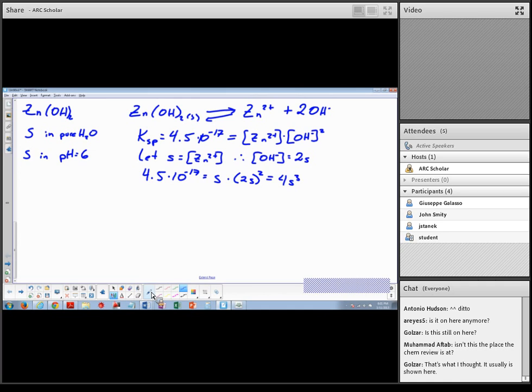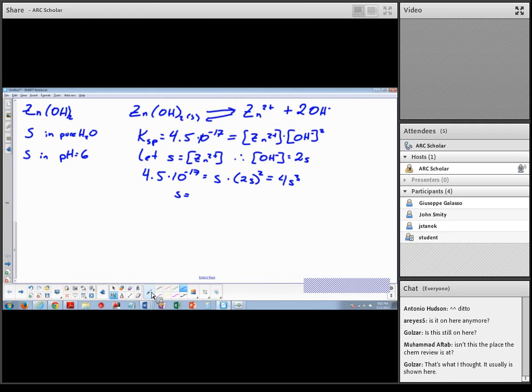Where did the 2S come from? That's, we made the assumption here. Okay, it's cubed, but that's a piece of cake to get rid of here. If we do this and solve for S, what does S equal?